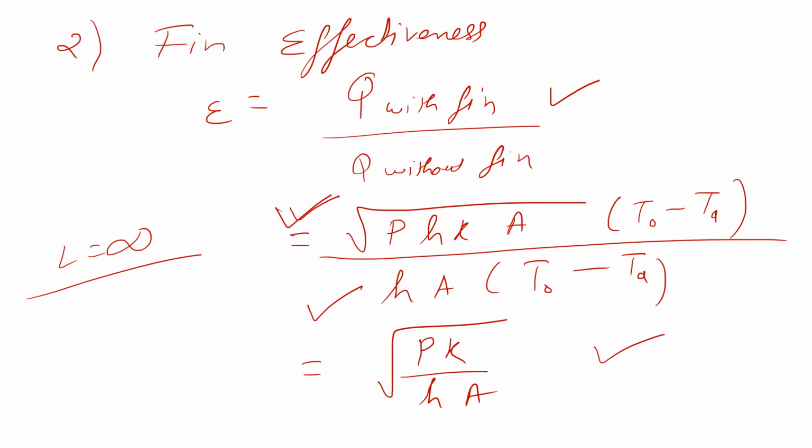Now we have observed that insulation of a surface does not mean that it will reduce the heat transfer rate. We have learned in the case of cylinders and spheres that sometimes it reduces the heat transfer rate and sometimes it increases it. So here also, when we talk about effectiveness, it will not always increase the heat transfer rate. It depends on the fin. So before making any fins, we have to find the effectiveness of the fin.